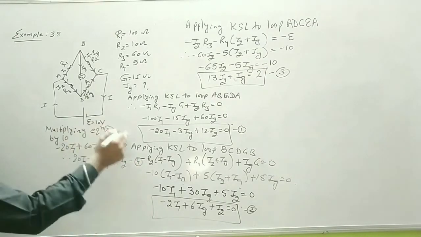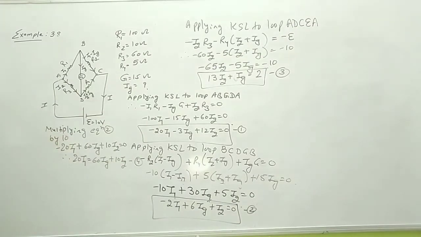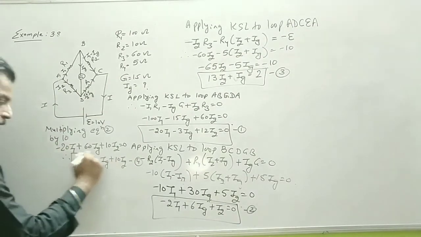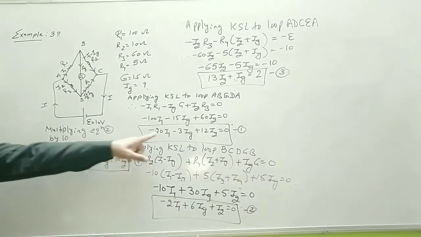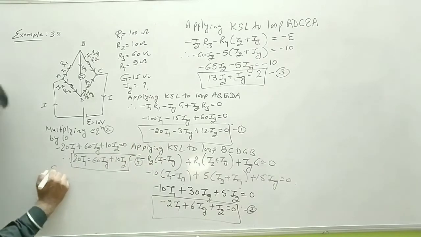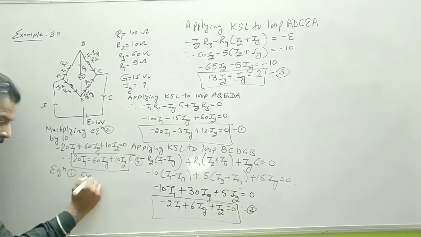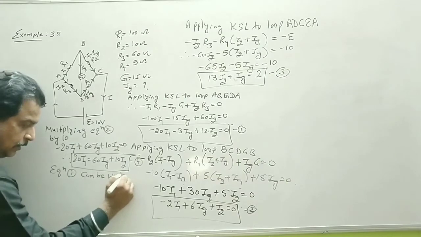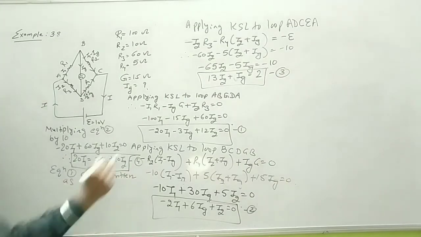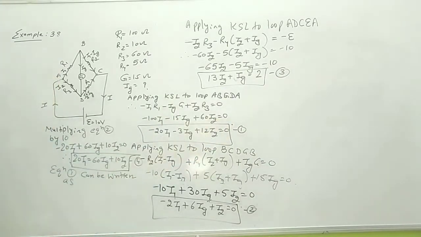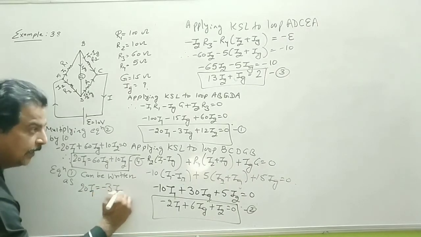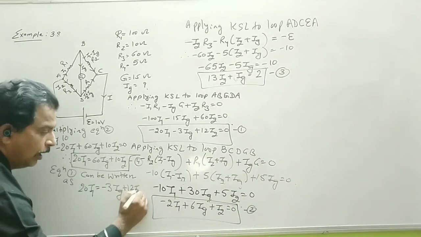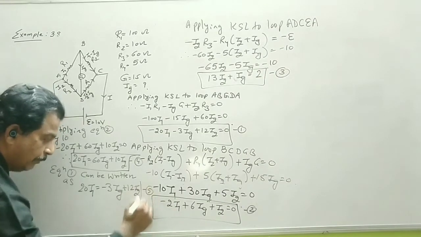That is, this 20 I1 is taken to this side, so it becomes plus. So this is equation number 4. Now equation 1 can be written as, again this 20 I1 is taken to that side. So 20 I1 is equal to minus 3 IG plus 12 I2. This is my equation number 5.